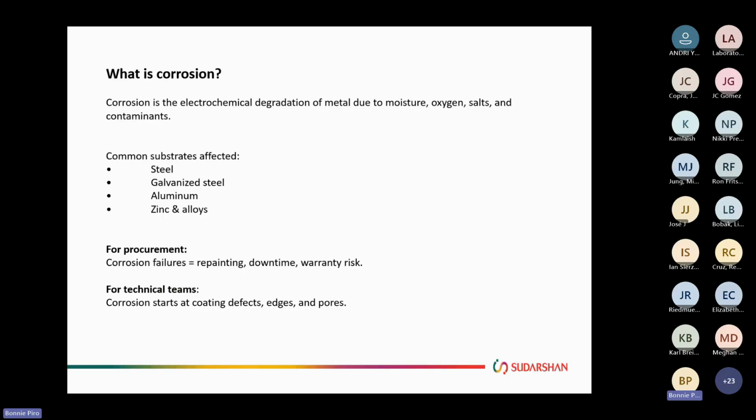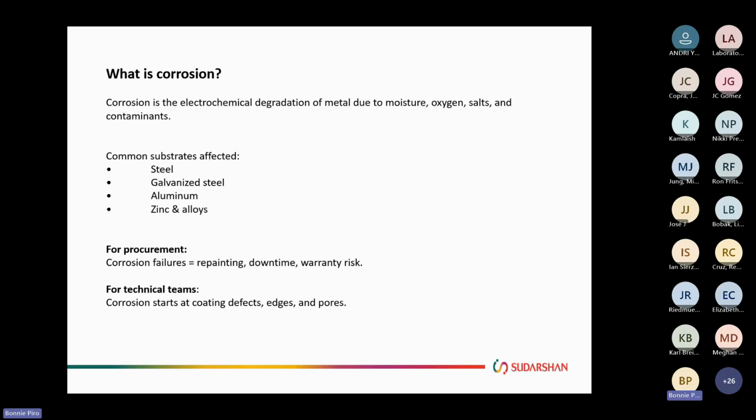So as far as what is corrosion, corrosion is an electrochemical process that degrades the metal, and this is due to moisture, oxygen, and salts getting onto the actual metal surface to start that corrosion process. Typically, steel, galvanized steel, aluminum, and zinc are the substrates and metals most affected by corrosion. Importantly, from the procurement perspective, corrosion failures equal repainting, downtime, and of course warranties.